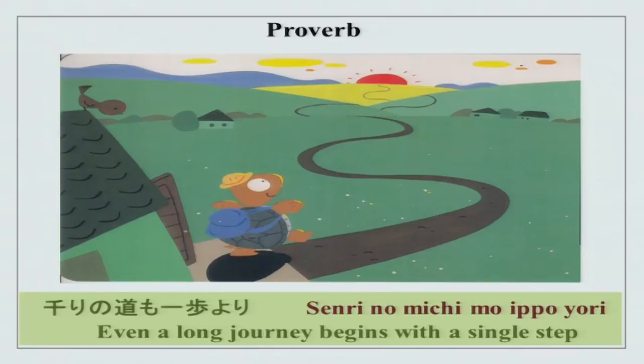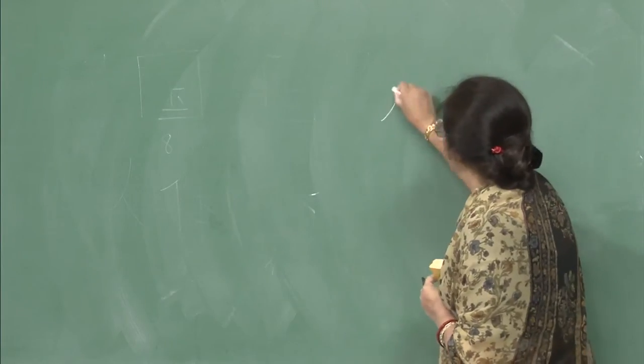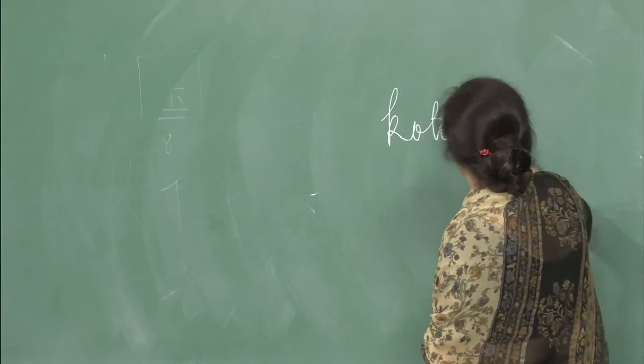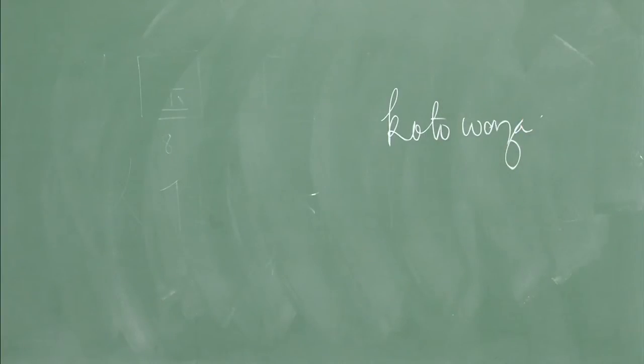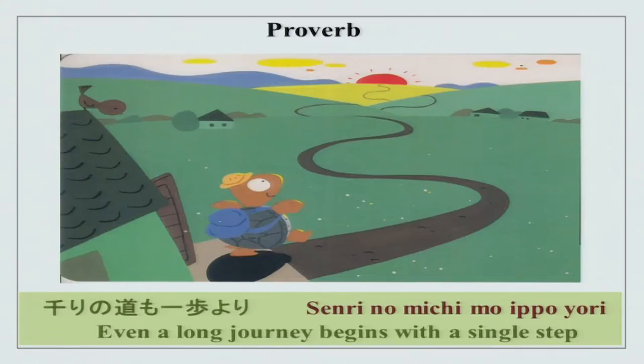And as last time, we just started doing proverbs, which is kotowaza in Japanese. Well, you can see this kame-san, and you can see a long, long michi, which is a road. So, well, even a long journey begins with a single step. Senri no michi mo ippo yori.